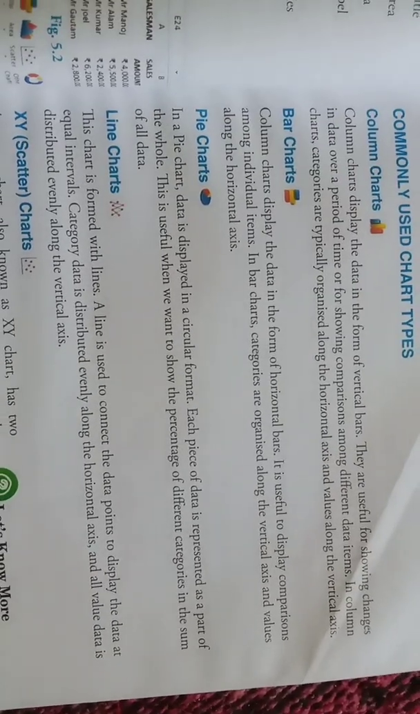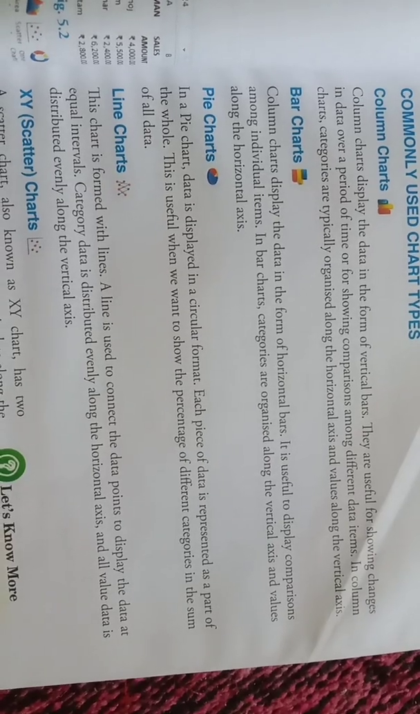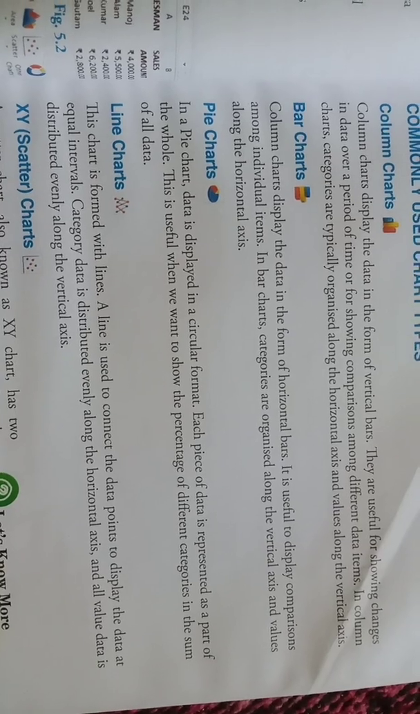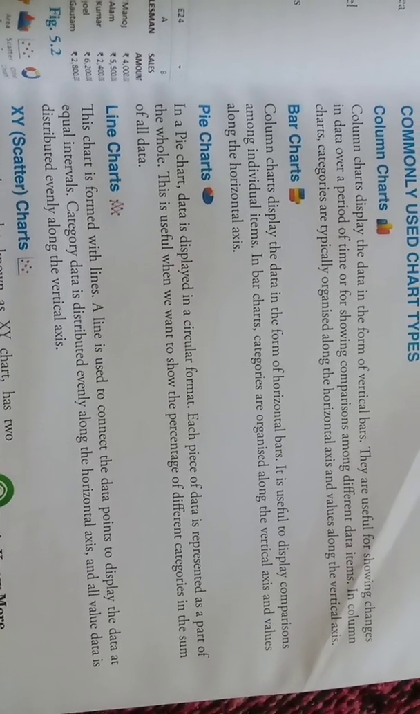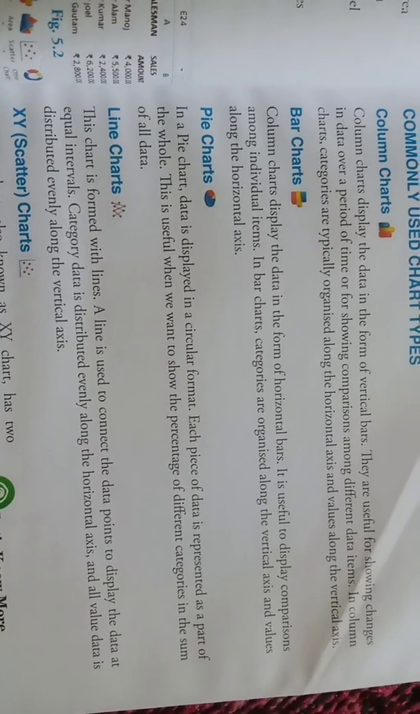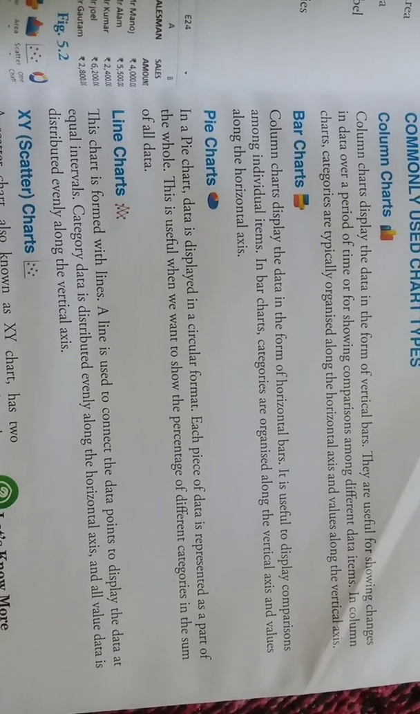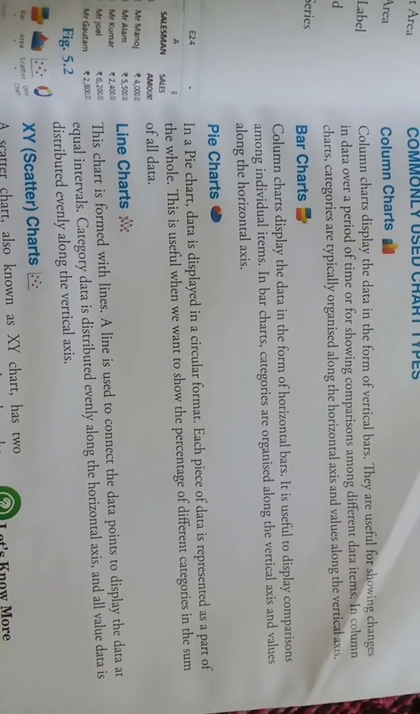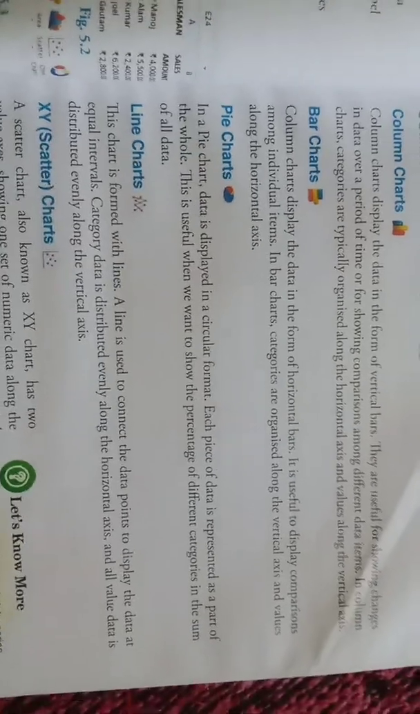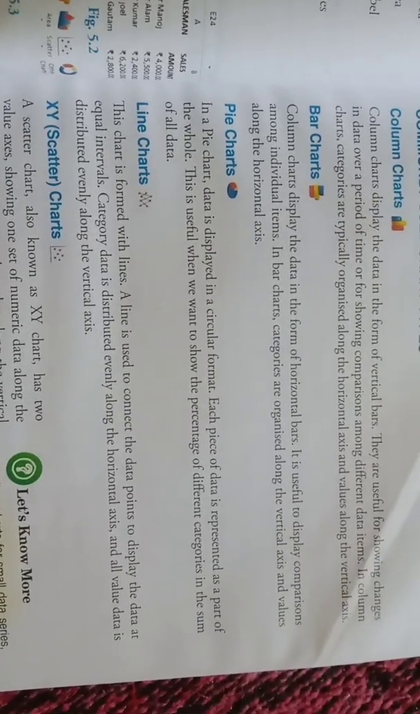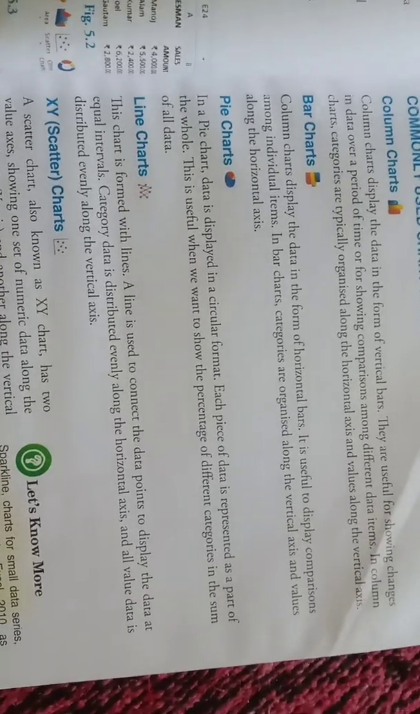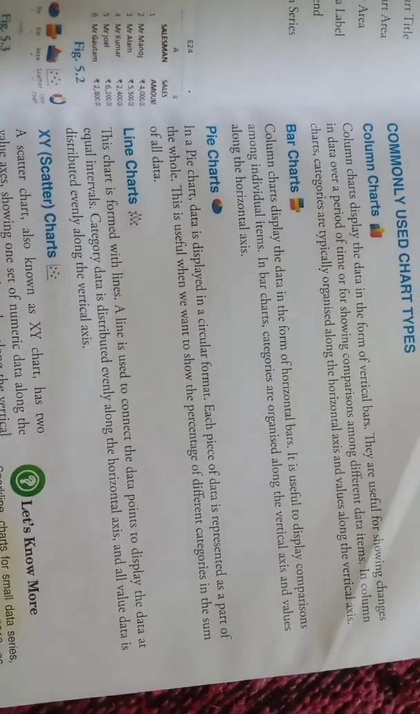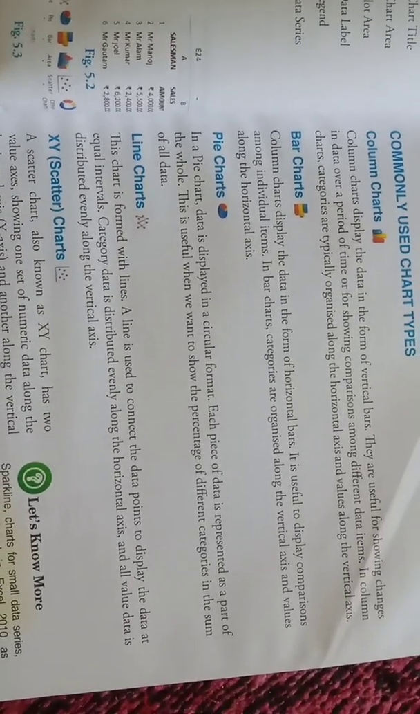And what are bar charts? Bar charts display the data in the form of horizontal bars. It is useful to display the comparison among individual items. In a bar chart, categories are organized along the vertical axis, the values along the horizontal axis. Why are we making the charts, students? Through charts we can compare with others also. It's easy for comparison. Pie charts, some of you have seen the pie charts.